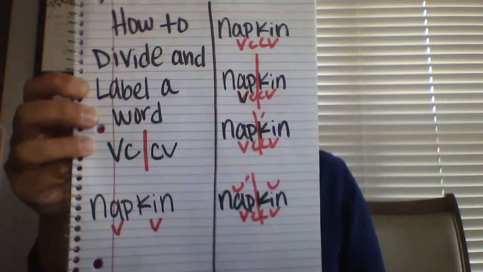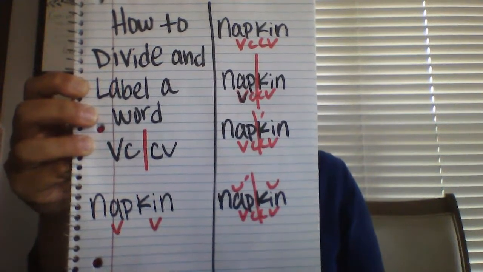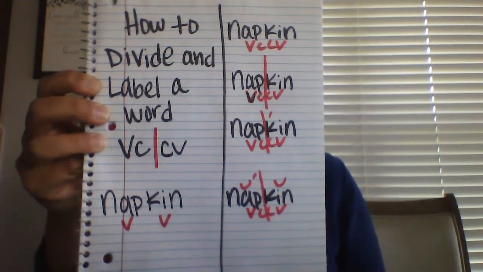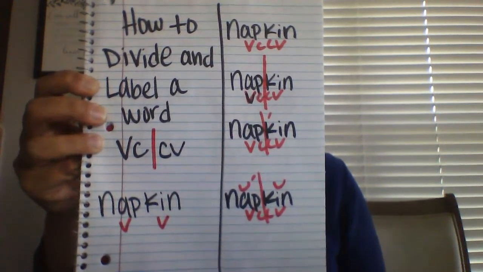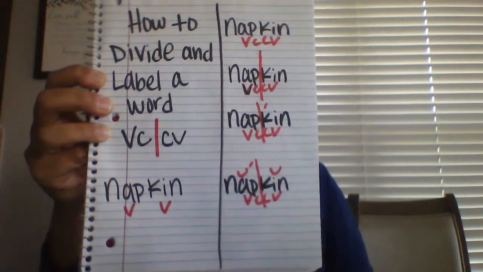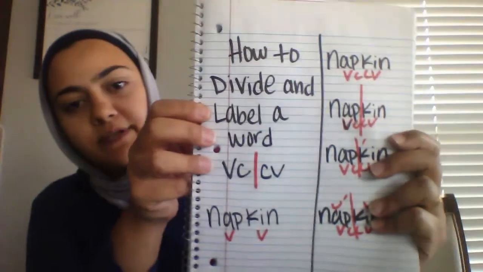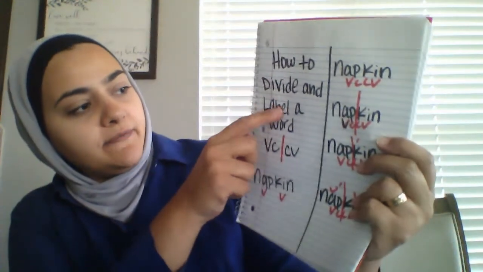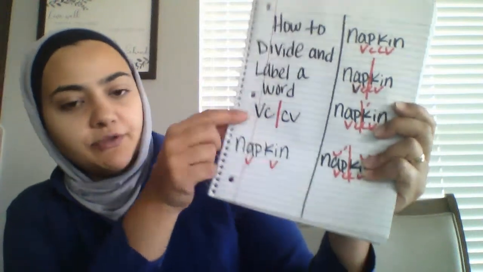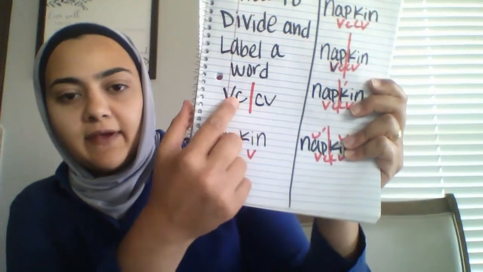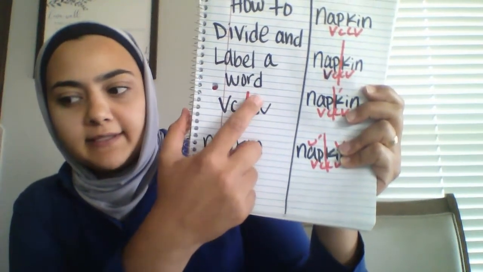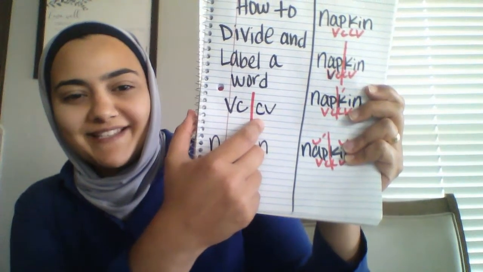With the VCC pattern, the best place to accent the word is on the first syllable. But sometimes, occasionally, you will also find words where the accent is on the second syllable. So go ahead and write these words down. It says how to divide and label a word. So the VCCV, vowel, consonant, consonant, vowel, and the division line goes between the two consonants, okay?